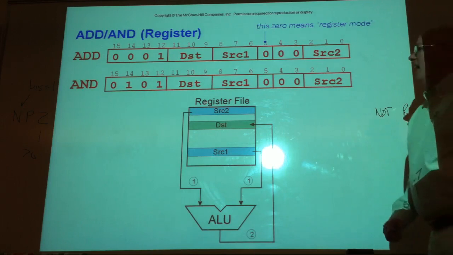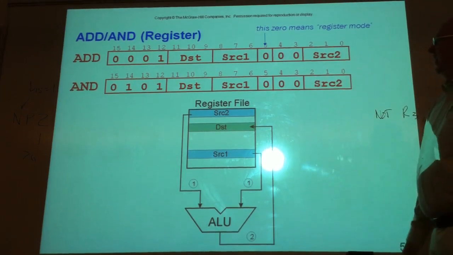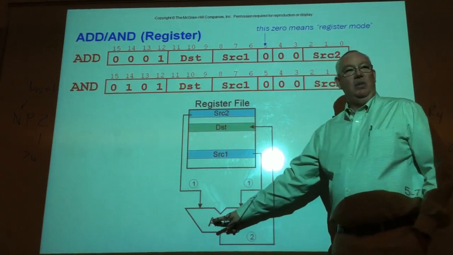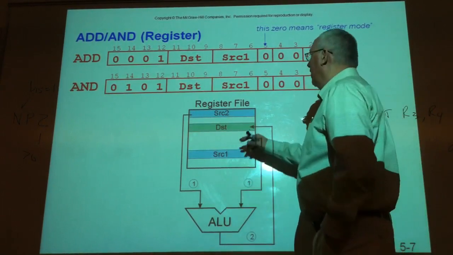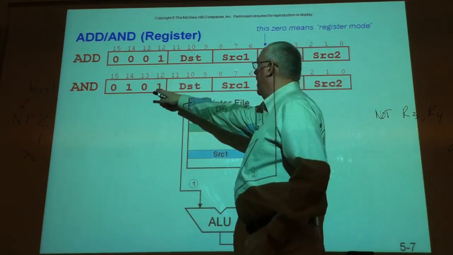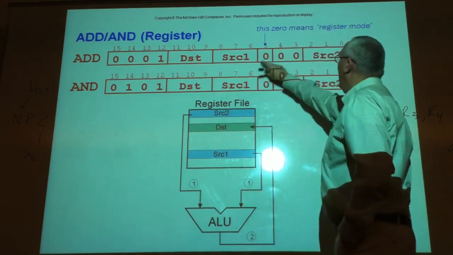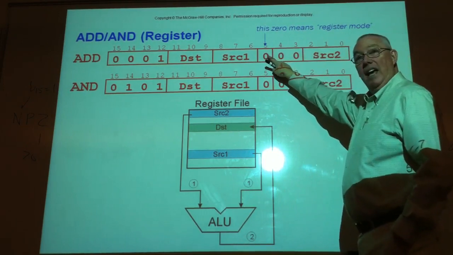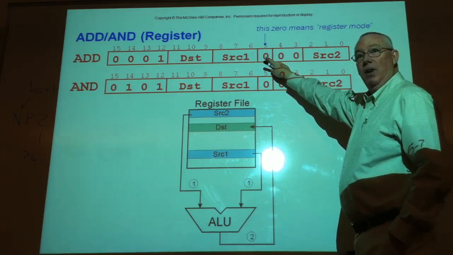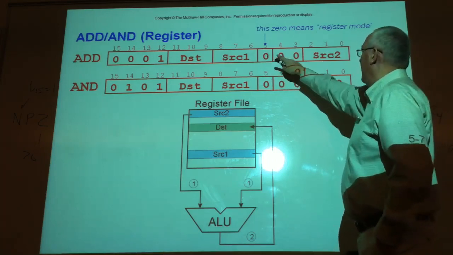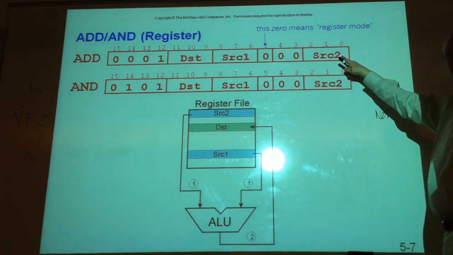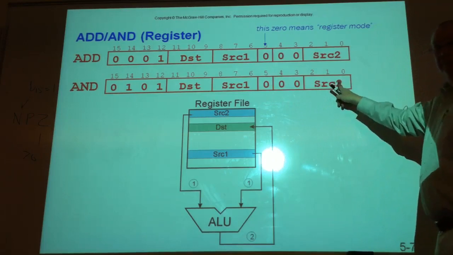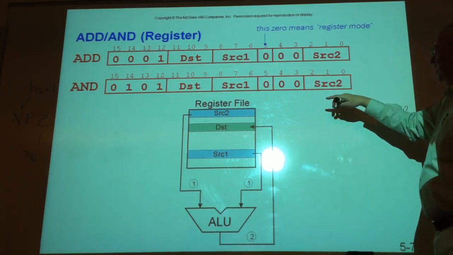Okay, let's look at add and and together, because they're basically the same. The only difference is telling the ALU what to do, since they're binary. So here's our add, here's our and. We have our destination, our source. Now this 0 means it's register mode. What is register mode? Well, add and and can have an immediate mode. So this says this data is register data. If it's a 1, that means it's literal data. I'll show you that on the next slide.